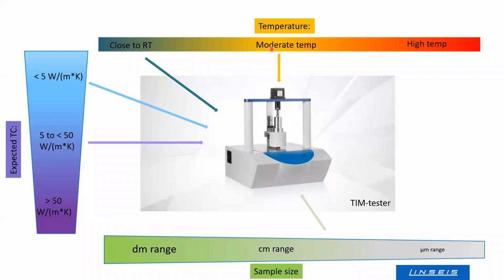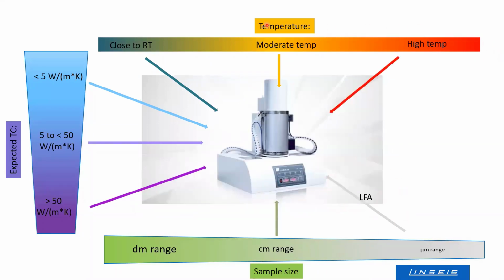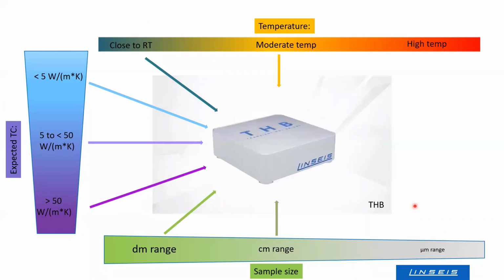The TIM tester can go to somewhat higher temperatures, covers a moderate temperature range, covers a low and mid thermal conductivity range, and needs samples in the centimeter to millimeter range. The Laser Flash Analyzer covers all temperatures from low to very high. You can analyze all types of materials from low thermal conductivity up to high thermal conductivity. Typically, samples are in the centimeter and millimeter range, but with some special adapters, you can analyze also samples in the range of micrometers. The Transient Hot Bridge is used to characterize materials of all thermal conductivities in the low to moderate temperature range, and you may analyze samples of some centimeter size up to the decimeter size range.